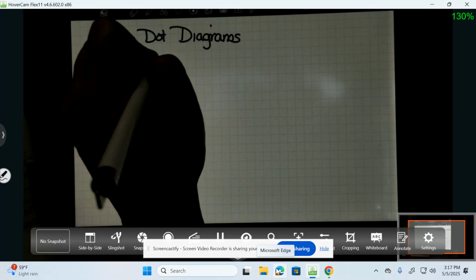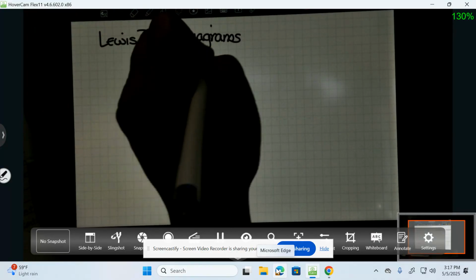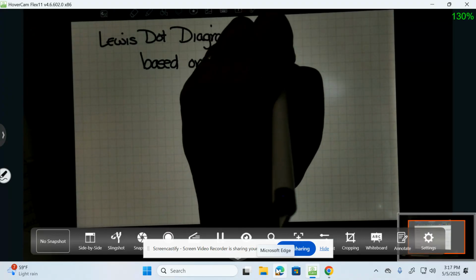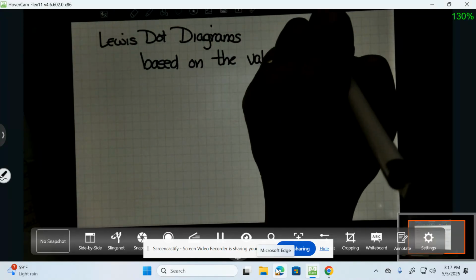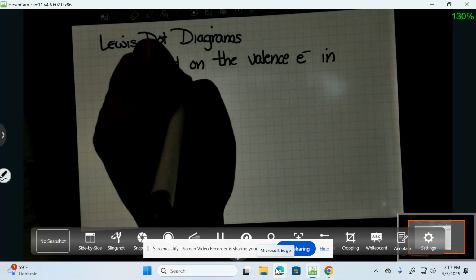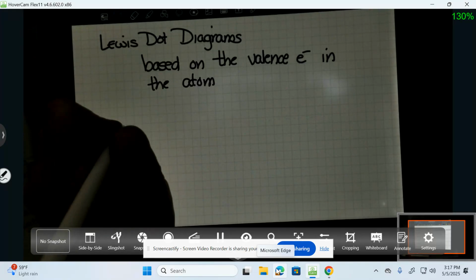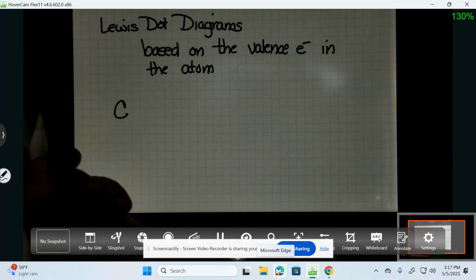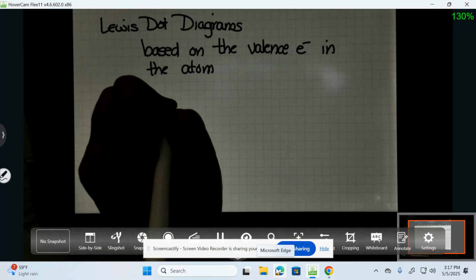Lewis dot diagrams are based on valence electrons in the atom. So if I have carbon, what's the electron configuration of carbon? 2-4.